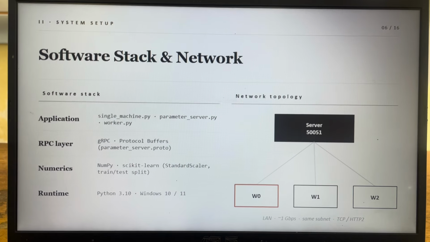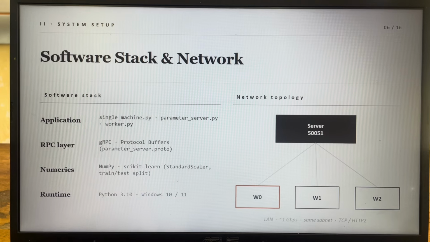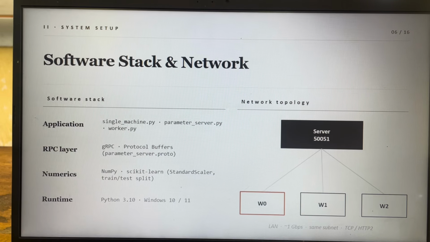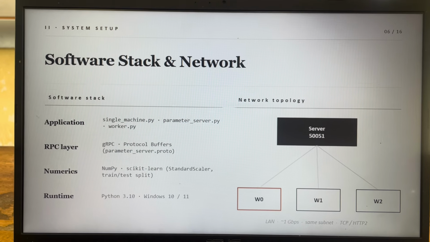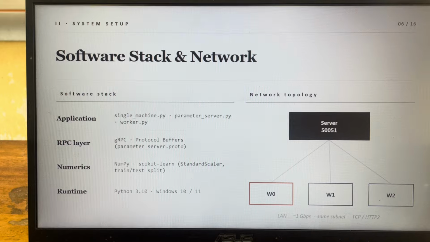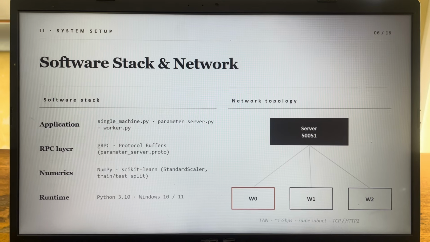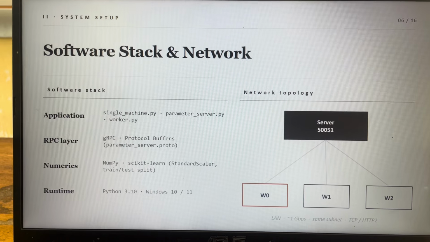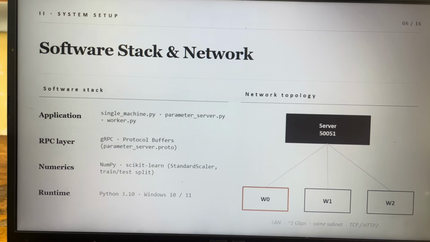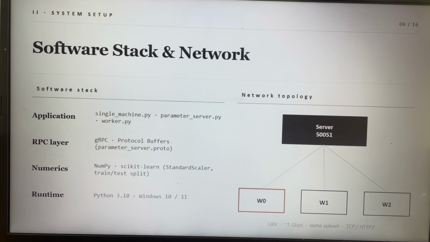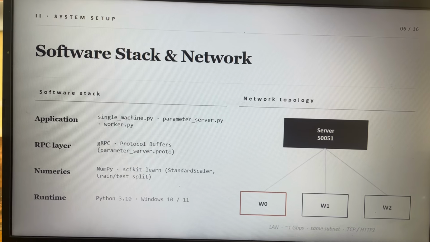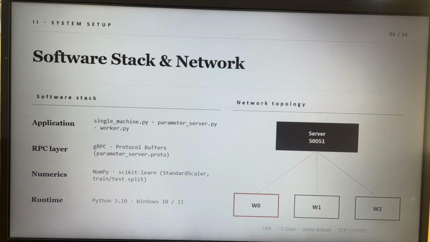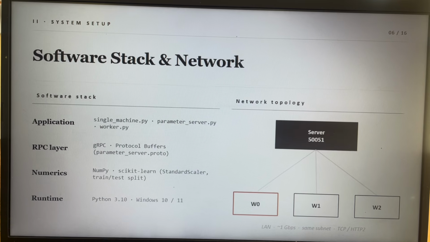So the software stack. In the software stack, the applications are single_machine.py and parameter_server.py, which are the Python files that contain the code that runs through the data set. For the RPC layer, we are using gRPC with protocol buffers, which are within the parameter server. Then the numerics that we are using are NumPy and scikit-learn, and the runtime is Python 3.10 on a Windows 10 or 11 machine.